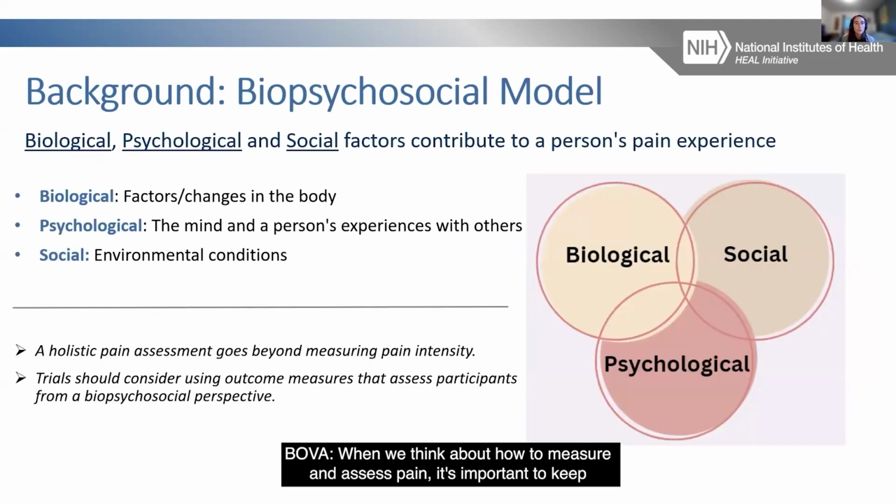When we think about how to measure and assess pain, it's important to keep in mind that pain is not just a physical experience. A person's experience of pain encompasses biological, psychological, and social factors, which means that assessing pain in research must also account for each of these various factors, as well as how they can interact with each other. When creating the Common Data Elements program, NIH sought to move beyond just assessing pain intensity and consider a more holistic approach to measuring pain.